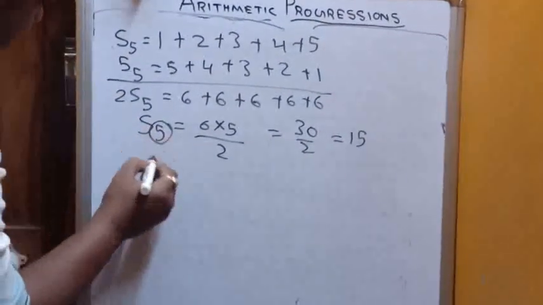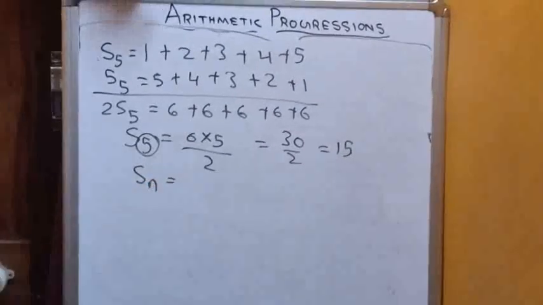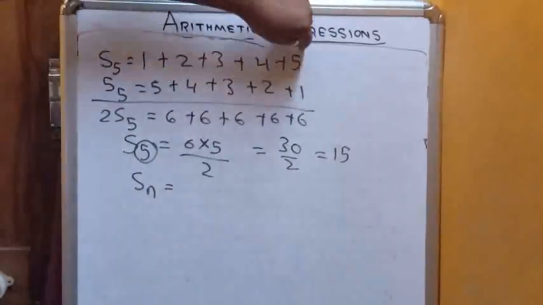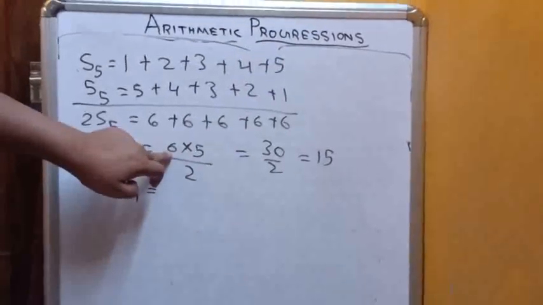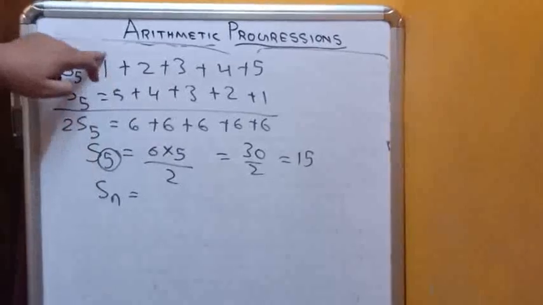Instead of 5, can I write N? Because here, how many terms? 1, 2, 3, 4, 5. Can I write it for N number of terms? Okay. Here you are getting 6. 6 means what are you getting? 5 plus 1.